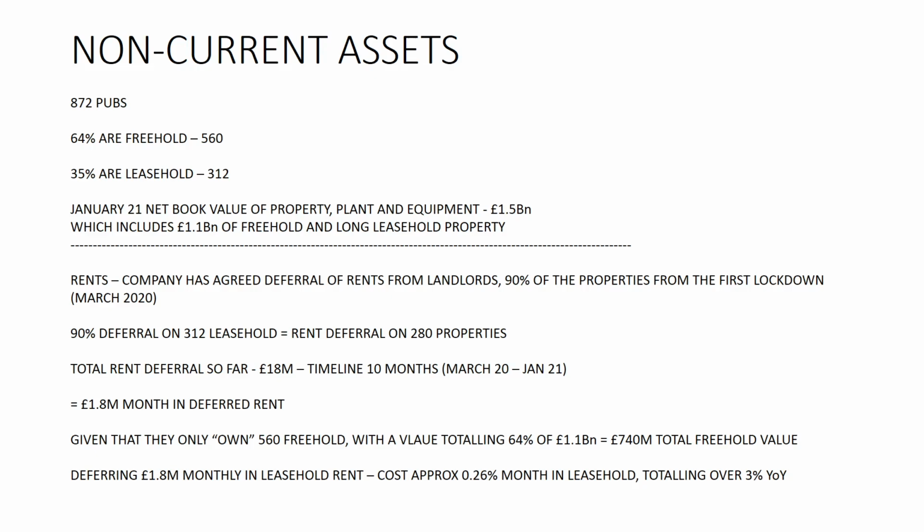So this is a slide for non-current assets, and what I've done is I've tried to break it down into very simple bite-sized chunks of information. The first thing to know about Wetherspoons is that they have 872 pubs across the United Kingdom. 64% of those 872 are freehold, and 35% are leasehold. So you've got 560 that are freehold and 312 that are leasehold.